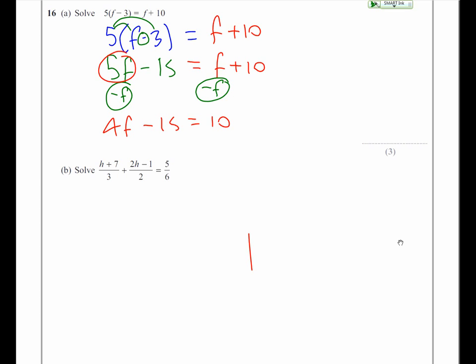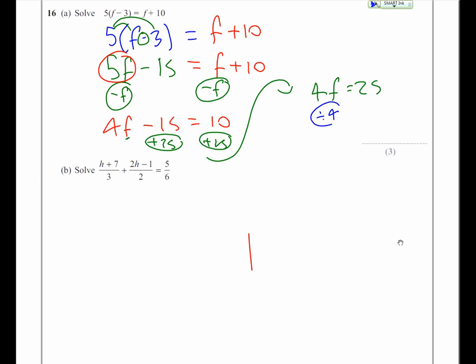Now you're still trying to get f on its own. You have to get rid of this 15. Add 15 to both sides. Okay, so you're going to get 4f left on its own, 25. So calculator paper, you can do 25 divided by 4 on your calculator to give you an answer of 6.25.